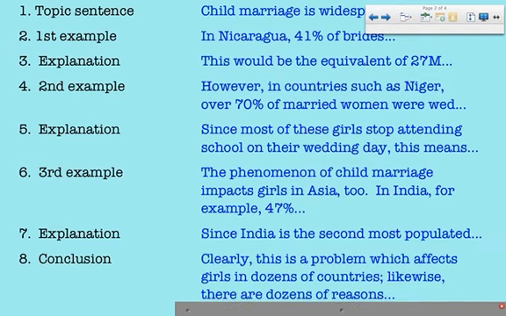Now the conclusion. Clearly, this is a problem which affects girls in dozens of countries. Likewise, there are dozens of reasons why child marriage exists. And this is going to transition now into my next paragraph, which will be an explanation of why brides are married at such a young age. When I finish that paragraph, then I'm ready to transition into the big paragraph at the end about what it is we should do about child marriage.